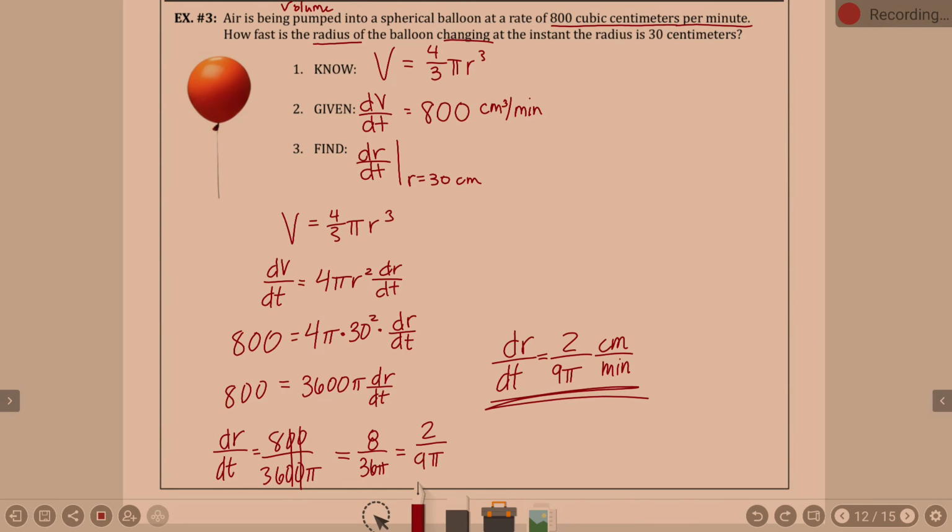Okay. Tomorrow we'll talk about a sliding ladder. We'll talk about a ship sailing, a lamppost, a cylinder, a cone, a leaking cone. Hopefully, if time allows for all of this.